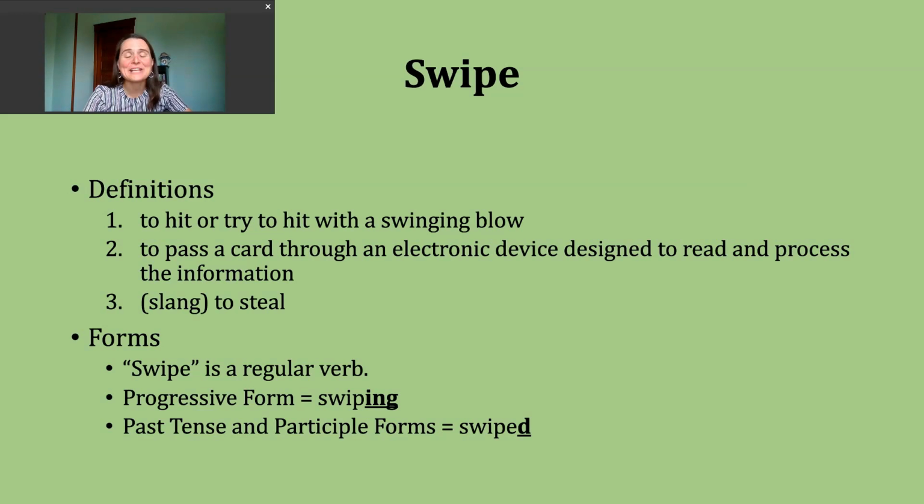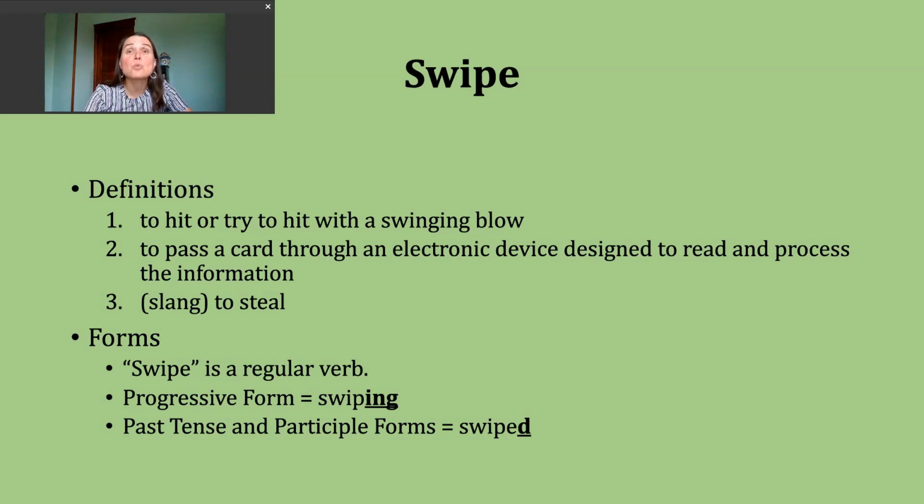A third way you might hear the verb swipe used is to mean to steal. So someone might say something like, someone swiped my bike. Just another way instead of saying stole.